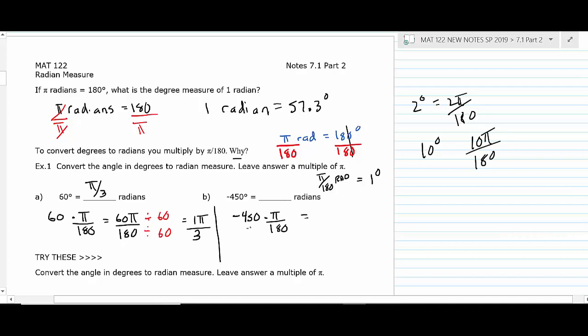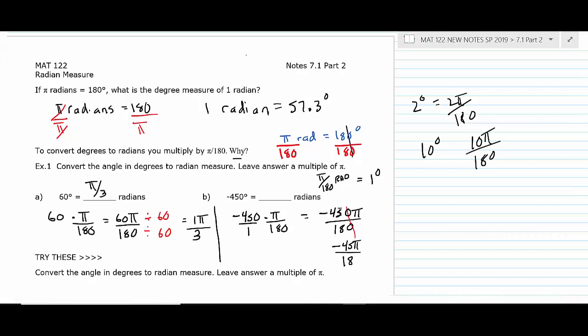Okay, you go straight across, you multiply fractions straight across, so negative 450 pi over 180 is what you'd have. One thing you can do on this is if your numbers end in 0, you can just cross that out because you're dividing by 10. And then we do this, okay?